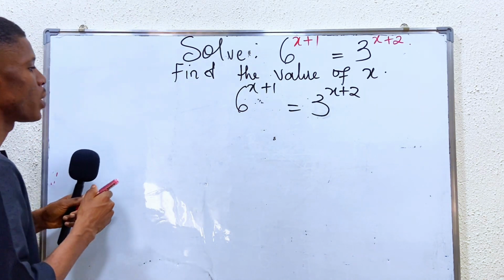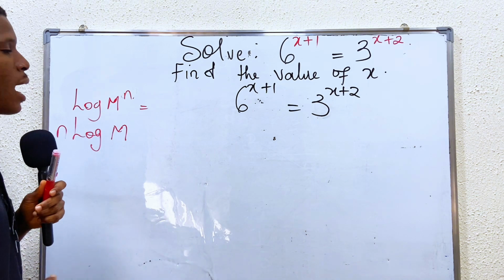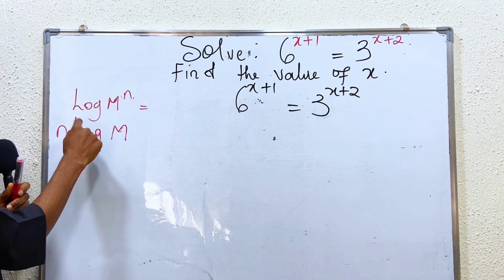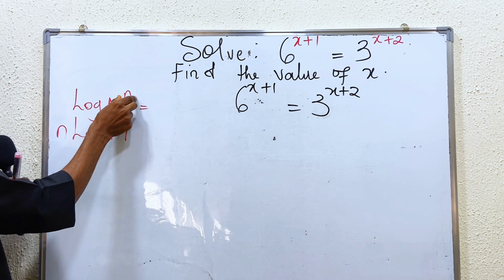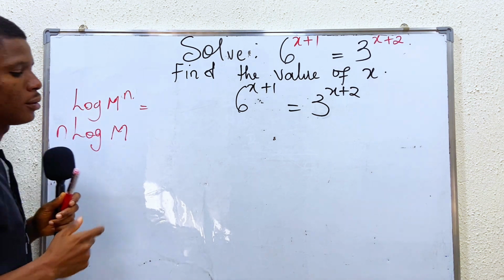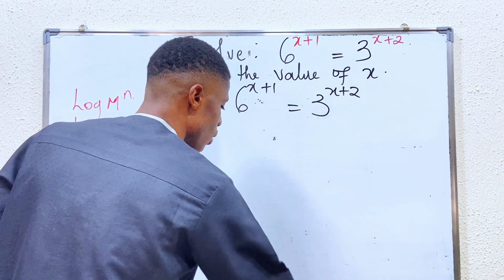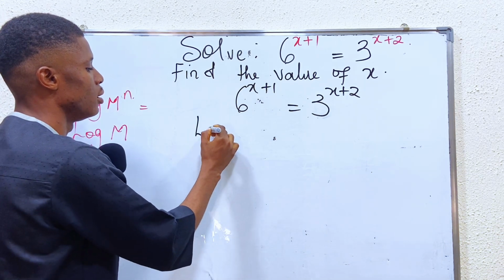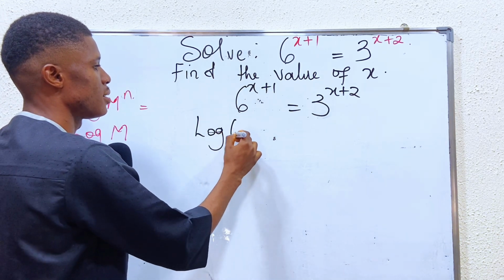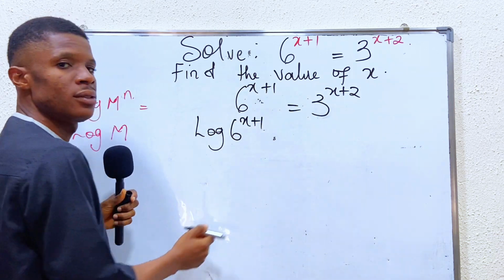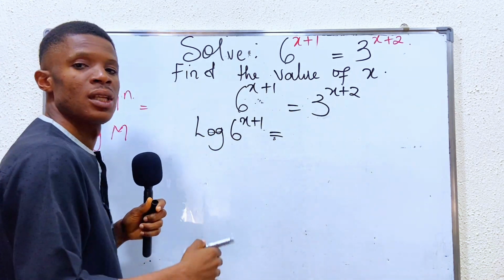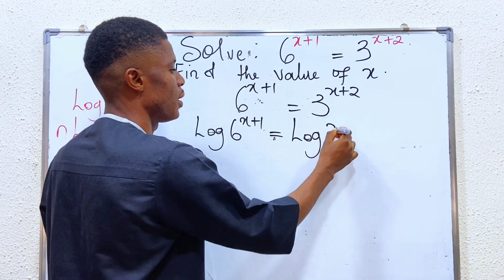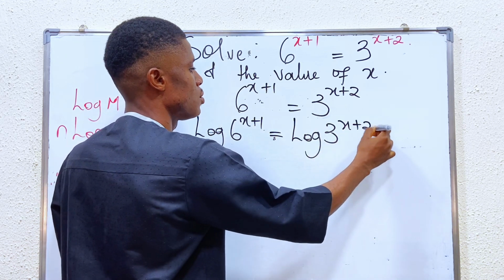When we have logarithm of m to the power of n, we can simply write it as using the power n to multiply the log. So if we apply it here, what are we having? You can see we have log of 6 to the power x plus 1 is equal to, we also have to apply it here, so we have log of 3 to the power x plus 2.